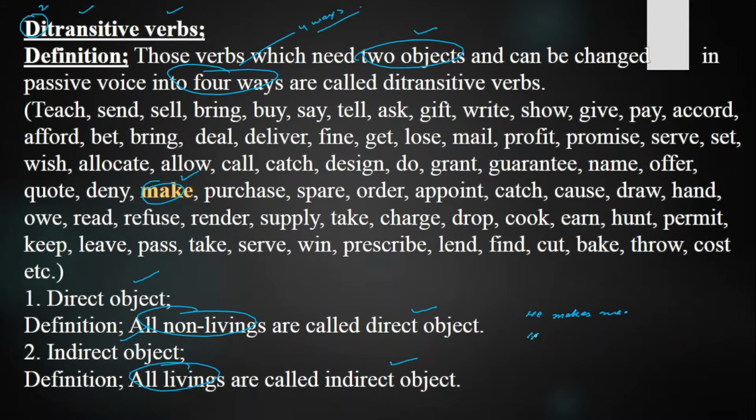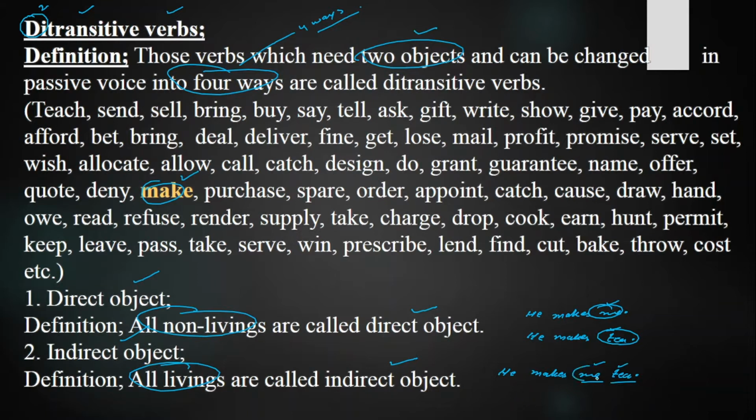And if I say, he makes tea, now a question arises: for whom does he make tea? So you need to bring the indirect and direct object together. Suppose I say, he makes me tea. Now he makes what for me? Tea. And he makes tea for whom? For me. So both objects are necessary.